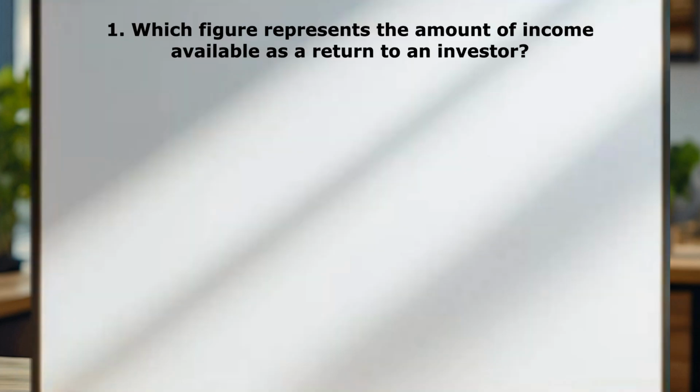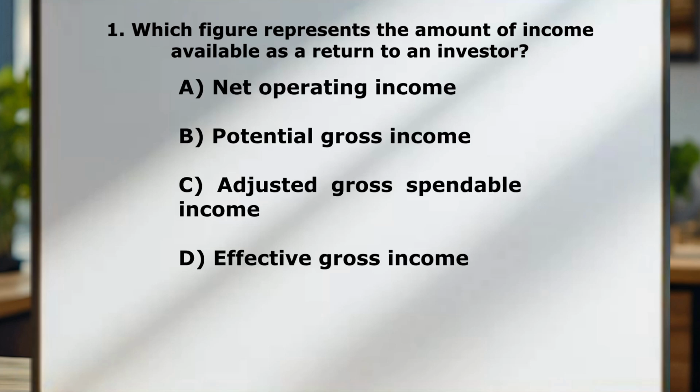Okay, let's start with the first section. All right, question number 1. Which figure represents the amount of income available as a return to an investor? A. Net operating income. B. Potential gross income. C. Adjusted gross spendable income. D. Effective gross income. The answer is A.